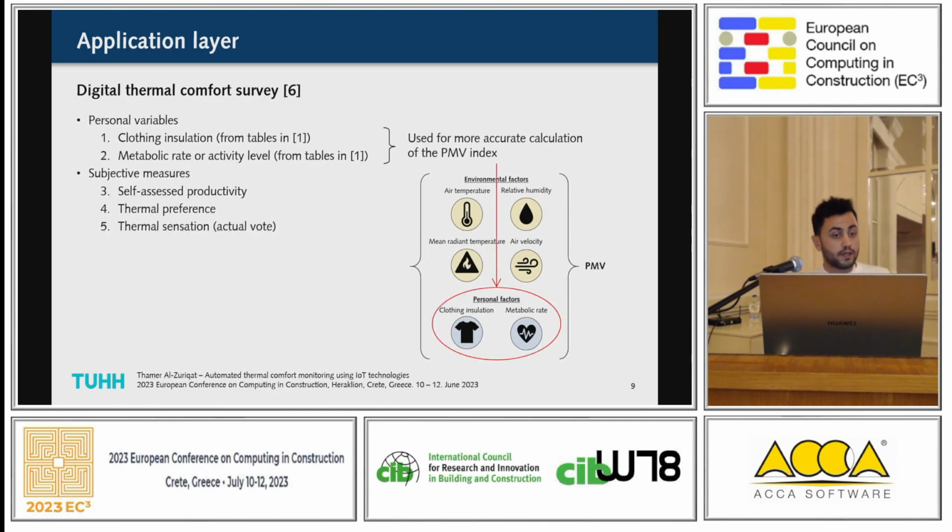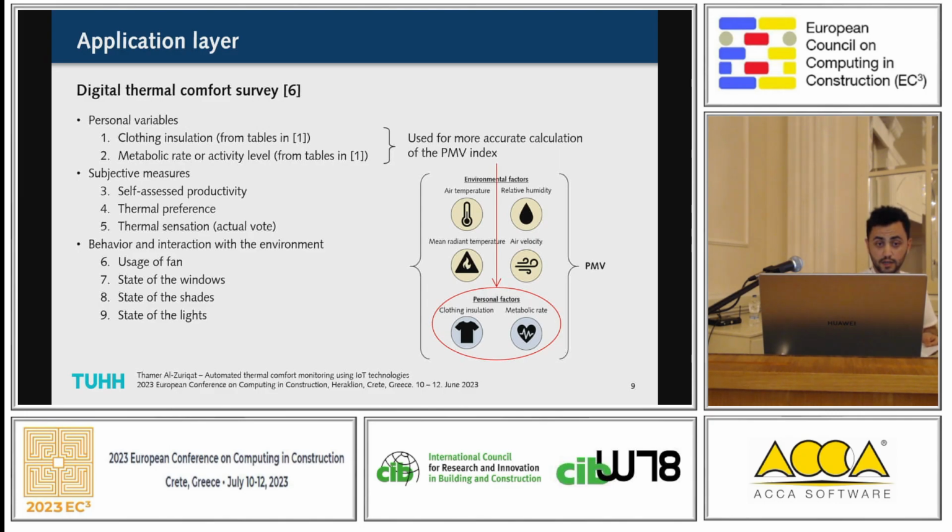So also what we get from our building occupants is subjective measurements. We tell the building occupant to assess their own productivity: do they feel productive or not? Their thermal comfort, their thermal preference, are they comfortable? And the thermal sensation, which is also on a 7-point scale. We will use this input later to see if the equation to calculate the PMV value actually fits our own building.